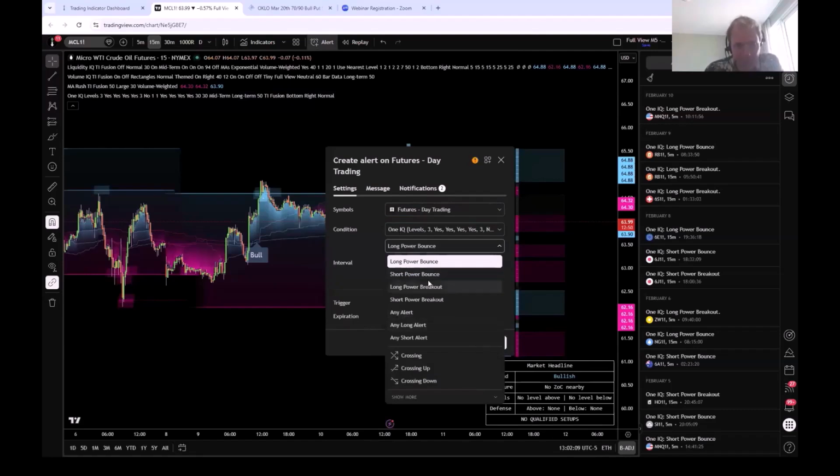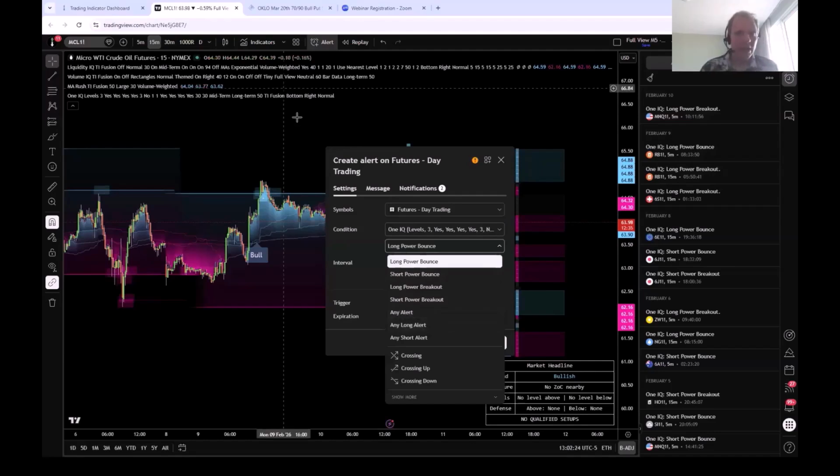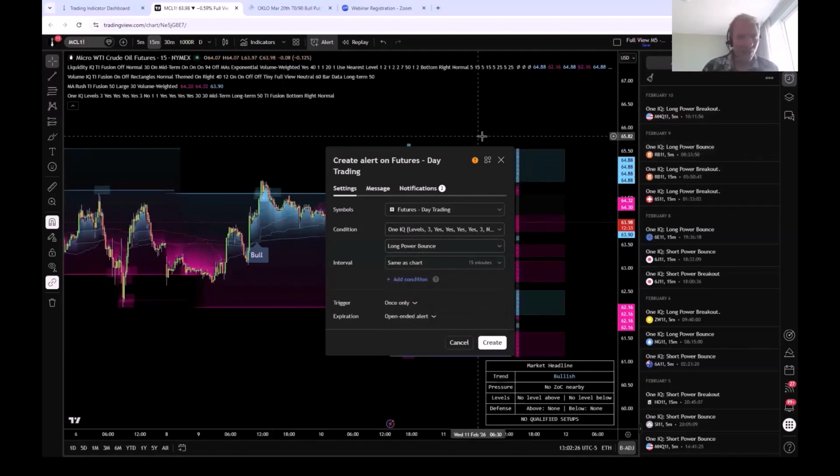But I personally like to have the flexibility to have the different alerts set up separately, because that way I can see right away here in my alerts list what kind of alert it was. If it was just any alert, I wouldn't see that information here. All right, so this is how I set up 1IQ.